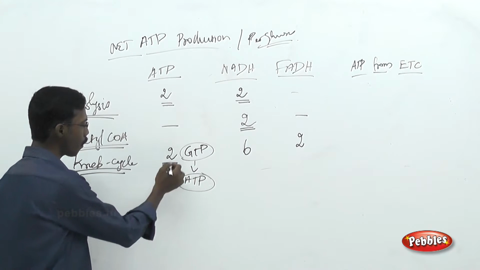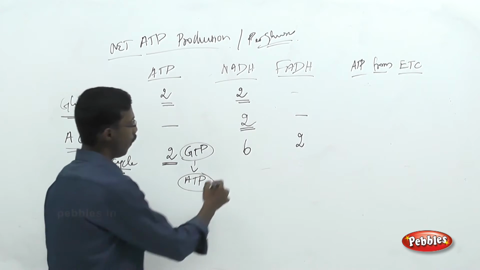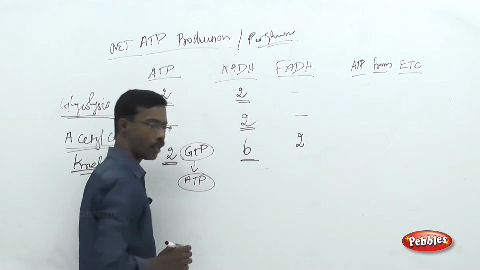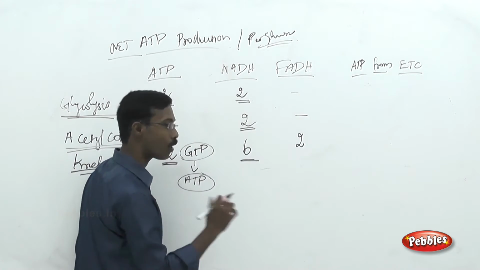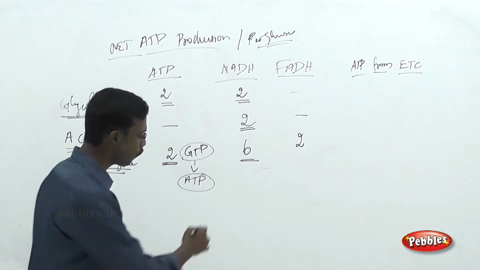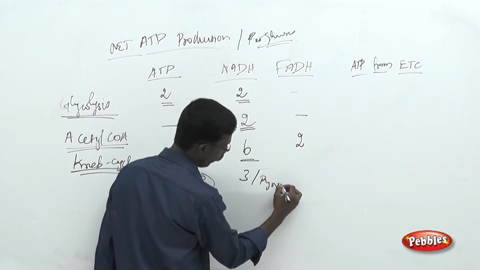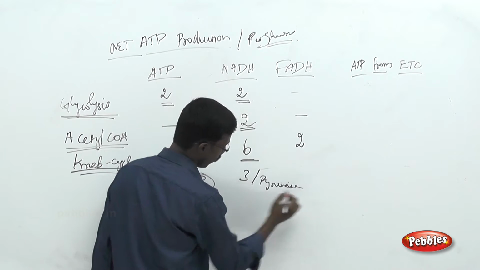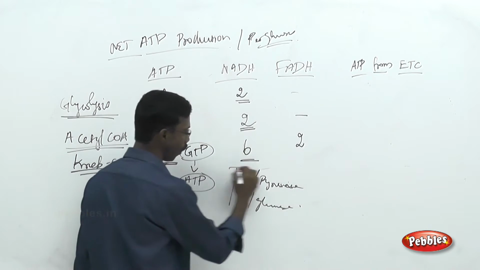Okay, the point you have to remember: there are 2 ATPs from the Krebs cycle, and for each and every cycle there are 3 NADH molecules being produced. For each and every glucose there are 6, as I told you, 3 per pyruvate, 6 per glucose. This is what you have to always remember.